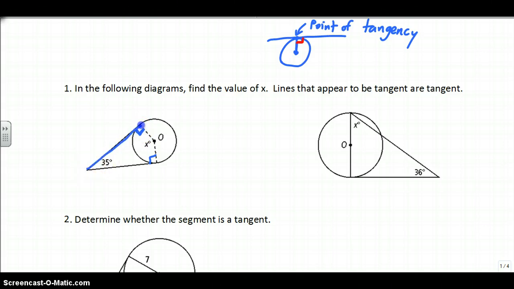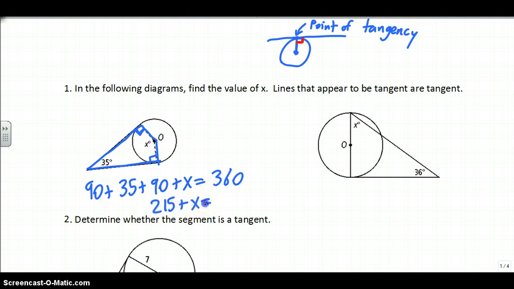And then I happen to see this kite. I know it's a kite for various reasons, but I see this quadrilateral basically, and all four angles have to add up to 360. So that means 90 plus 35 plus 90 plus x has to equal 360, because the angles in a quadrilateral add up to 360. Okay, that's 215 plus x equals 360. You subtract 215 over and you get x equals 145 degrees.